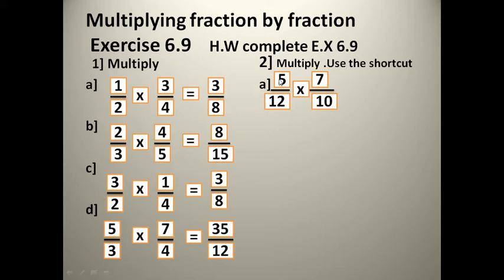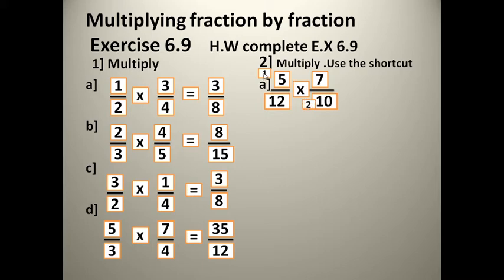But here, one number up and another number down. So here, can I divide 7 by any number and divide 12 by the same number? No. So I search here. Can I divide 5 by one number and divide 10 by the same number? Yes, I can. Because of that, here I divided 5 by 5, it will be 1. I will divide 10 by 5, it will be 2.